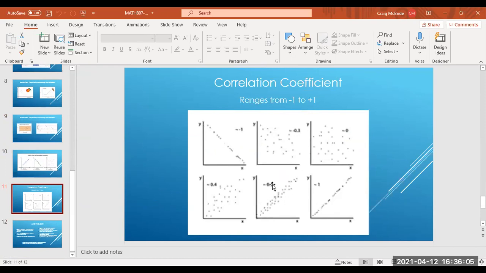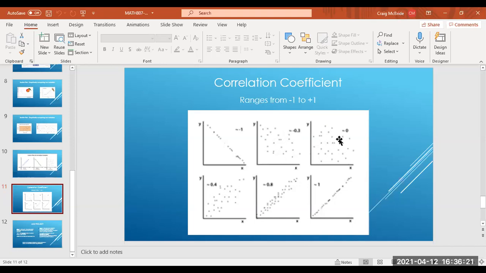So now it's down to 0.8. It's getting even thicker, and more spread out, but you can still see a positive trend. That's a 0.4. Same thing here. It's getting really thick, but it's a negative trend. So it's -0.3. And then when it's buckshot all over the place, it's 0.